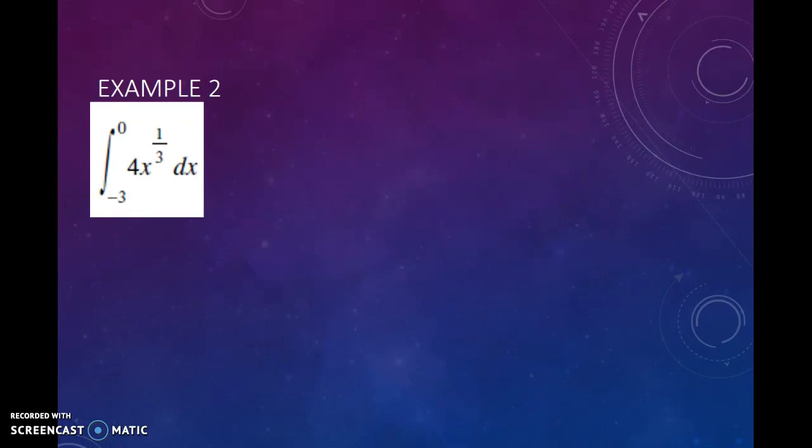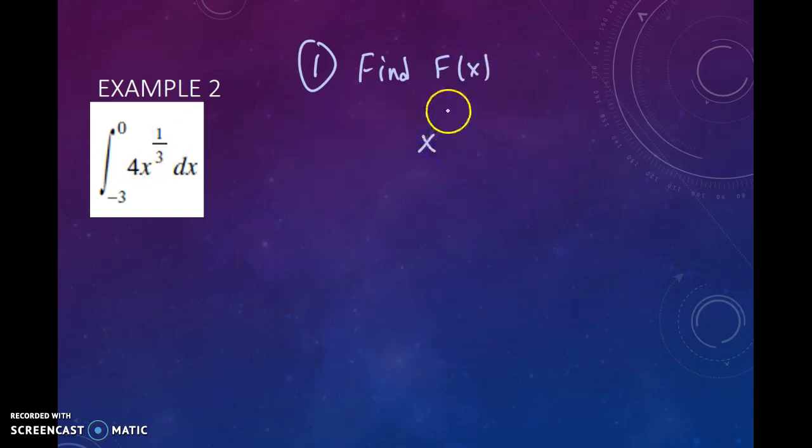All right, we're going to do this one. So we have 4x to the 1/3. We need to first find F, the antiderivative, something that gives us 4x to the 1/3 as a derivative. So we would add 1 to the exponent, so it would be x to the 4/3 as our new exponent.